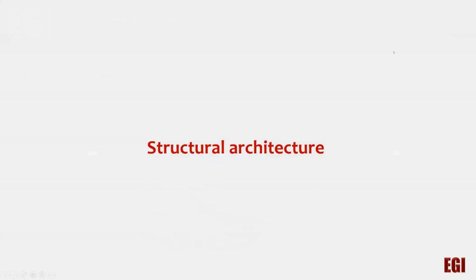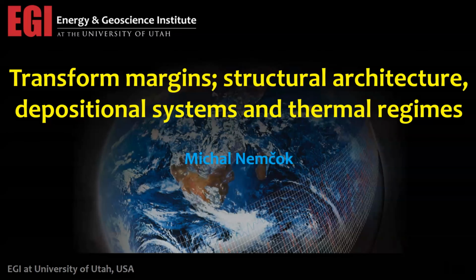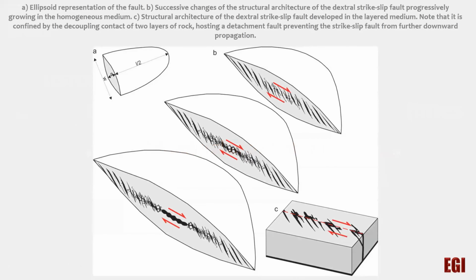So hello everybody. Let's talk about transform margins, structural architecture, their depositional systems and their thermal regimes. Before we start talking about transform, we swing by to look at several things with the strike slip faults. We would represent them as they nucleate and get generated in a homogeneous medium by an ellipsoid.